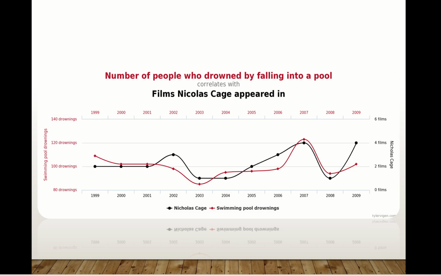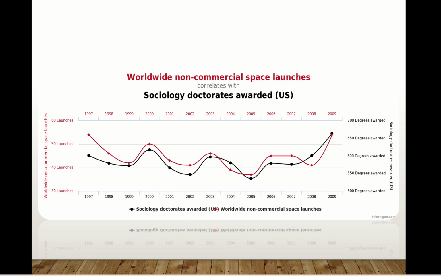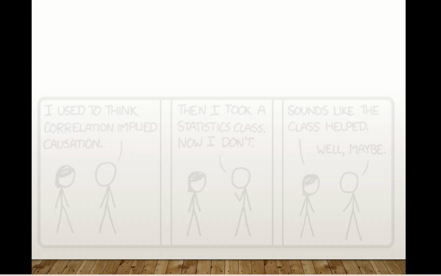You can see these aren't done in scatter plots, but they're done in time series. So this is looking at two variables. In this case, from 1999 to 2009, we're looking at swimming pool drownings and Nicolas Cage films. Of course, they have nothing to do with one another, but they are highly correlated. Another example of a spurious correlation: non-commercial space launches correlate quite well with sociology doctorate PhDs awarded. Again, one is not at all causing the other, but some third factor is causing them to be highly correlated, to have a high association.